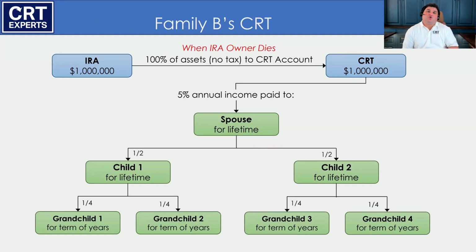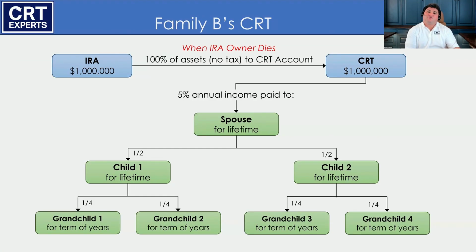First thing we'll do is look at how we're structuring Family B's CRT. We don't always see the spouse as an initial income beneficiary. We'll see why later. Most of the time we do, because it allows us to put a deferral period on the CRT. But in our structure here, we have a spouse, 2 children, and 4 grandchildren. And so this is a 3-generation trust.